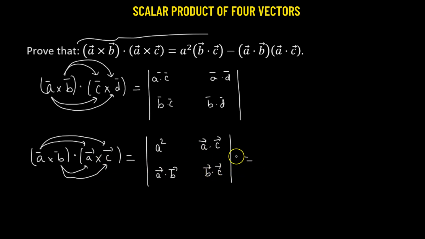Now, if we expand this determinant, all we have is A squared multiplied by B vector dot C vector minus A vector dot B vector, multiplied by A vector dot C vector. This is the proof. So this is a very simple proof. All we have to remember is how to write this particular determinant.